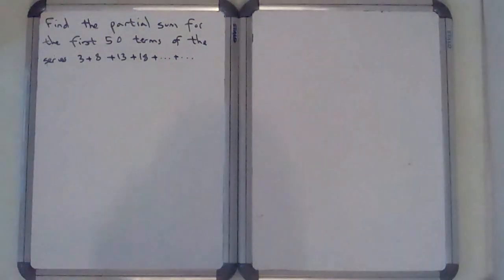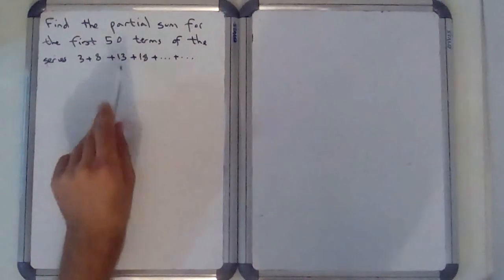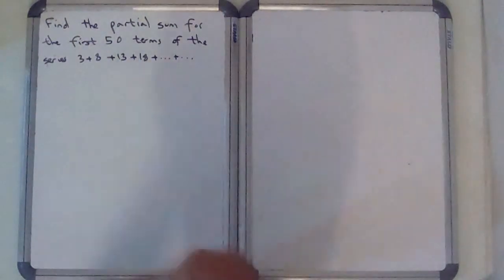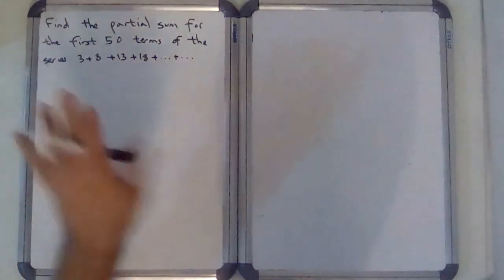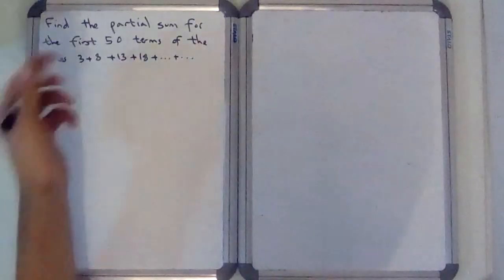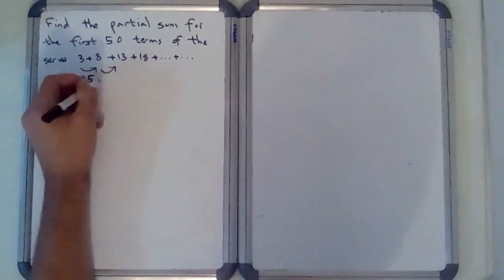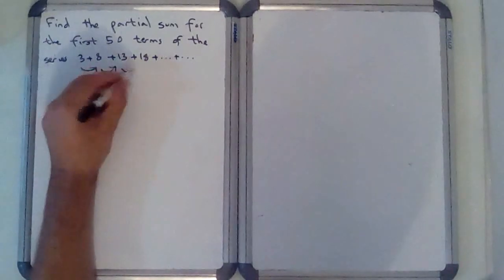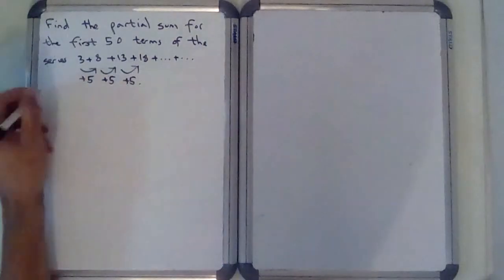Find the partial sum for the first 50 terms of the series 3 plus 8 plus 13 plus 18 and so on and so on and so on. So you look at this series and the first thing you need to decide about it is, is it arithmetic or is it geometric? And I can see that this has a constant common difference of 5, which tells me it's an arithmetic series.